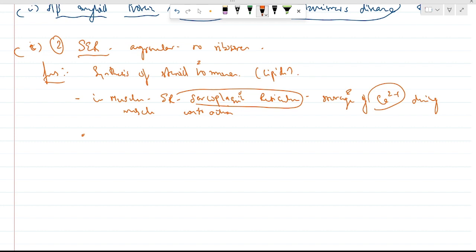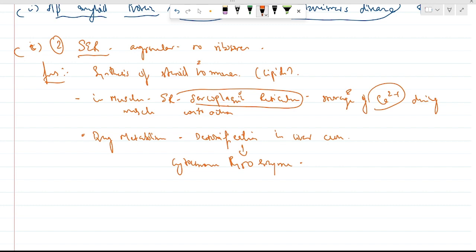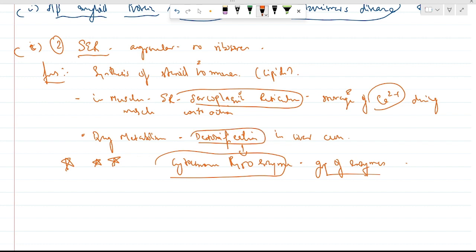The next, it is involved in drug metabolism. How? It causes detoxification in liver cells. We know this detoxification in the liver cells is caused by cytochrome P450 enzyme, or the cytochrome P450 group of enzymes. It's a very important point to be noted. Cytochrome P450 enzyme is often involved in detoxification of drugs, which is present in the liver cells. This cytochrome P450 is associated with the smooth endoplasmic reticulum.